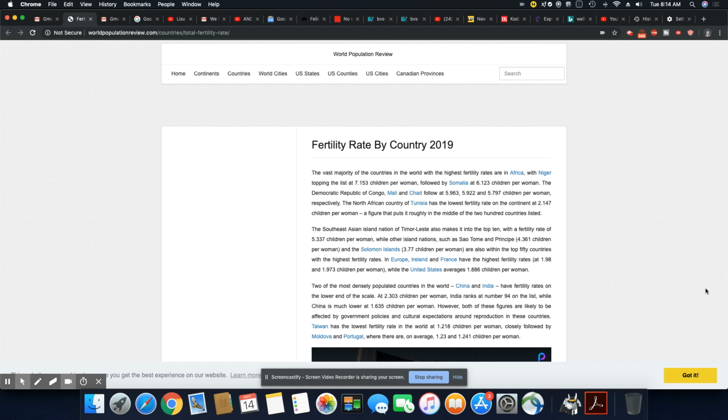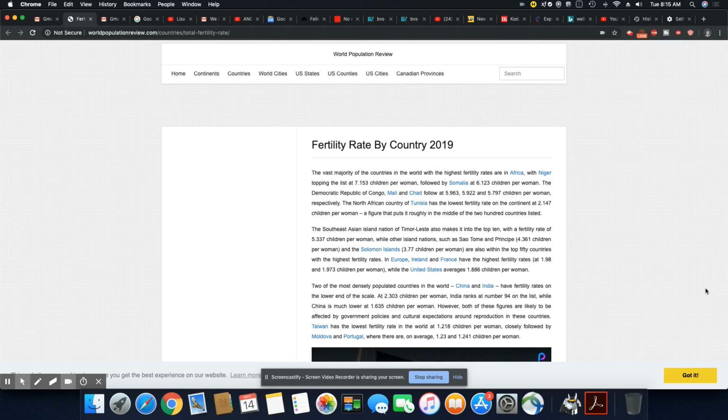3.77 children per woman are also within the top 50 countries with the highest fertility rates. In Europe, Ireland and France have the highest fertility rates at 1.98 and 1.973 children per woman, which is below the replacement rate of 2.1, while the United States averages at 1.886 children per woman, which is also below the replacement rate.